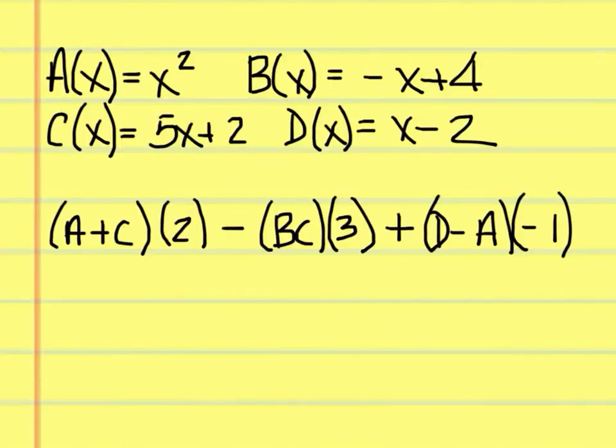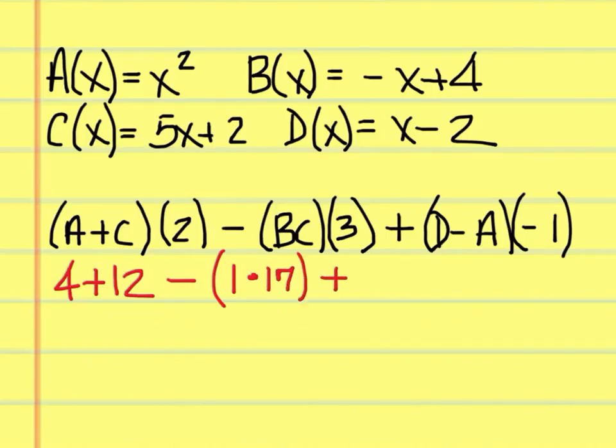Your first move here would have to be to find a of 2. And if you square 2, you're going to come up with a 4. And then c of 2. Putting a 2 in here is going to give me a 12. Minus this quantity of bc of 3. If I put a 3 in for b here, that gives me a positive 1. And then 3 into the c function would give me a 17.